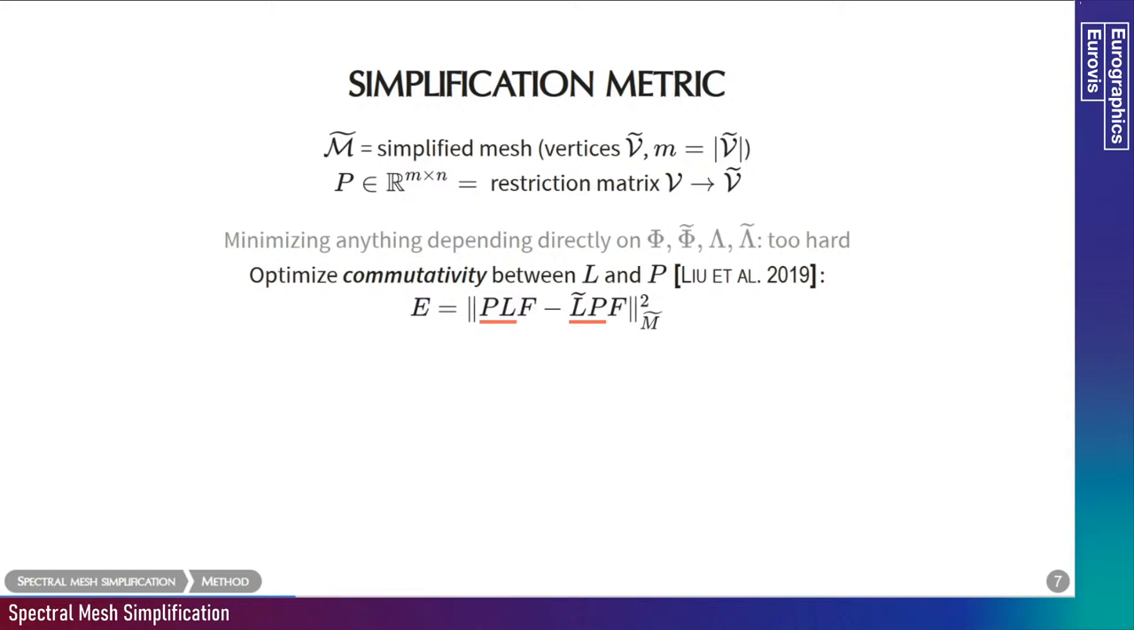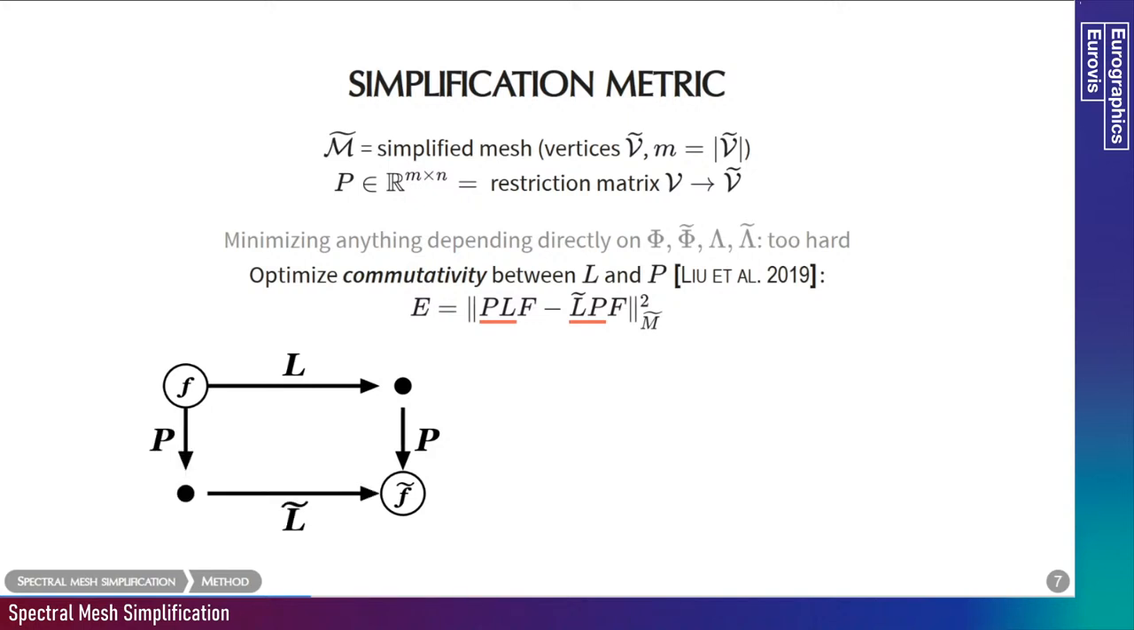Here is the intuition. When going from a function on the detailed input mesh to its equivalent on the output coarse mesh, we want that taking its Laplacian before restricting it should yield the same result as restricting the function first before taking its Laplacian. Regarding the rest of the metric, we use a weighted norm on the coarse mesh.